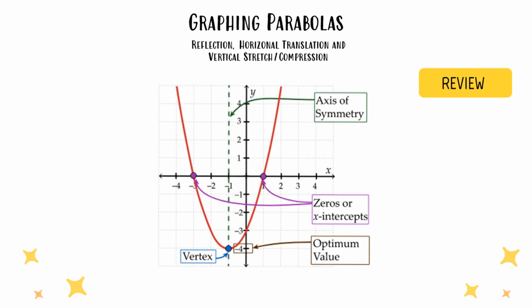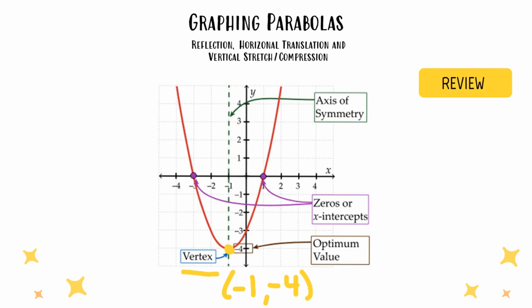So the image that you see in front of you is that of a parabola. A parabola is this curved shape, looks like the letter U. The first thing I want to talk about is the vertex, and the vertex is the topmost or bottommost part of a parabola. So in this example over here, this point right here is our vertex, and we would say it occurs at (-1, -4).